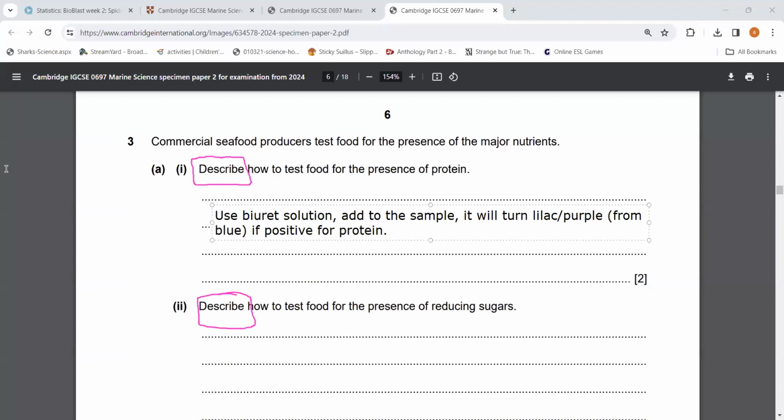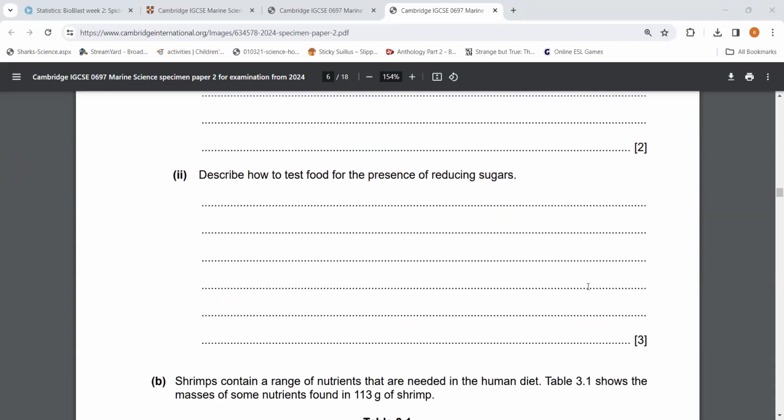Again, this next one, you see, it's describe. Describe again gives us a good clue that it's about one of these experiments. This one is three marks, so you're looking at saying three different things. The reason why this is more marks is because, first of all, they're looking for you to say Benedict's test, or Benedict's solution. That's one mark, okay?